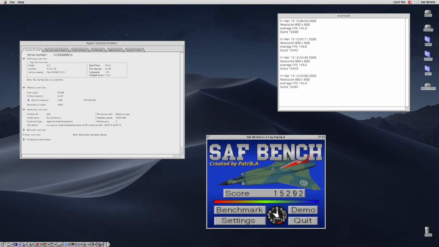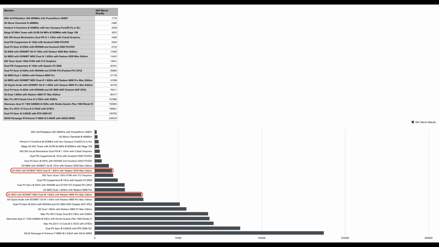I also ran the SAF bench test in OS 9.2 using the Radeon 9200 and got a score of 15,292. And here's where it fits in compared to the other machines that I've tested. Here the system bettered the score that was achieved by the G3 Blue and White, equipped with a 1 GHz Sonnet CPU upgrade and the Radeon 9200. What this shows you is the upper limit of the 9200's performance.